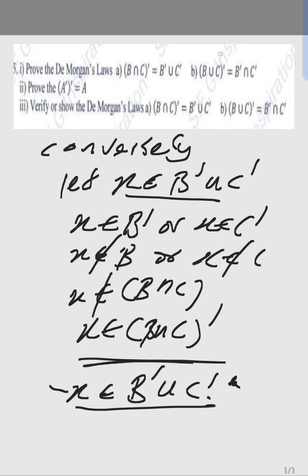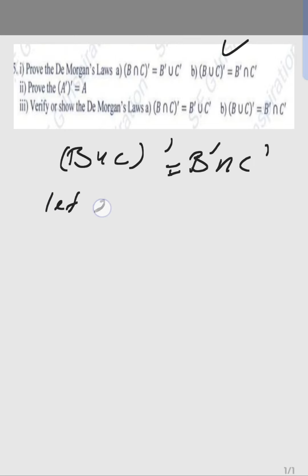All right, let's do B. So guys, B is saying we have (B union C) complement has to be equal to B complement intersection C complement. So we're going to say let X be a member of (B union C) complement. Now remember what I said earlier, you cannot go ahead solving if you have a bracket, open bracket and close bracket, and there's a complement here. This set is bound by this complement, so we have to remove this complement.